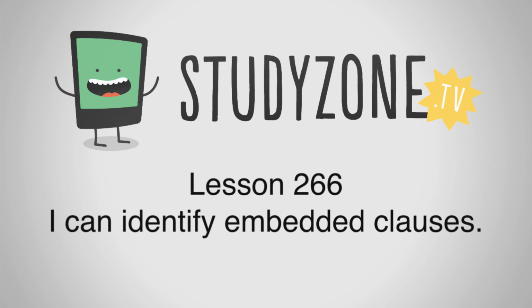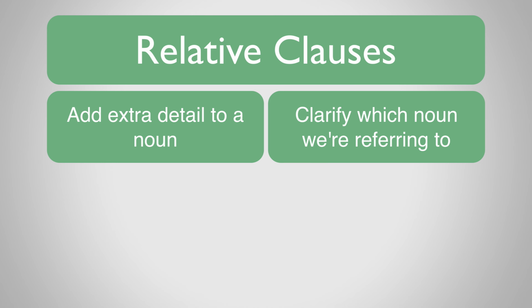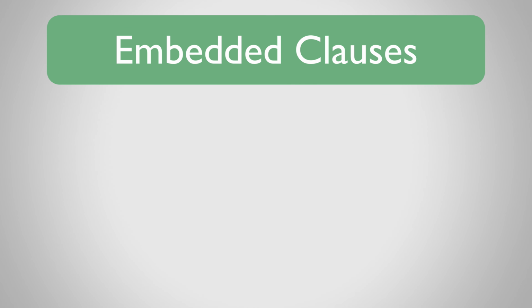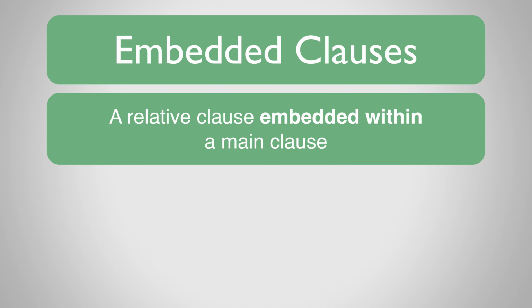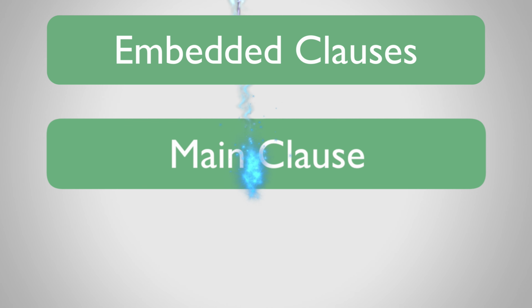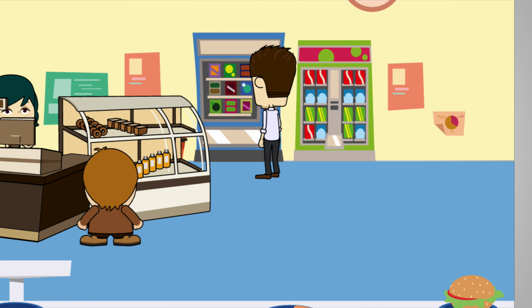We've already learnt how relative clauses can be used to add extra detail to a noun, or to clarify which noun we're referring to. One particular type of relative clause is an embedded clause. An embedded clause is simply a relative clause that is embedded within a main clause. It's as if the main clause has been split in two, and the relative clause has been squeezed into the middle of the main clause. Let's take a look at some examples as we visit our school canteen.